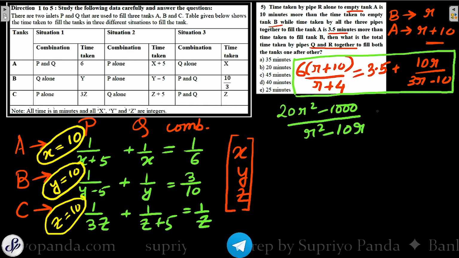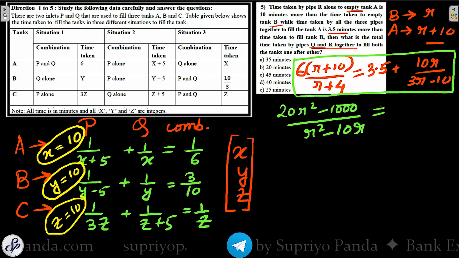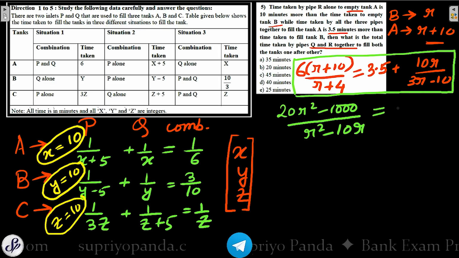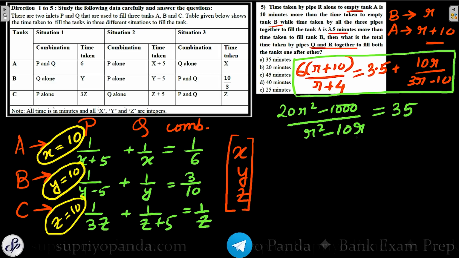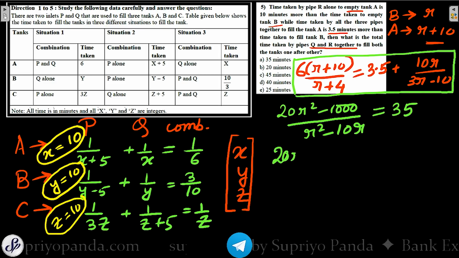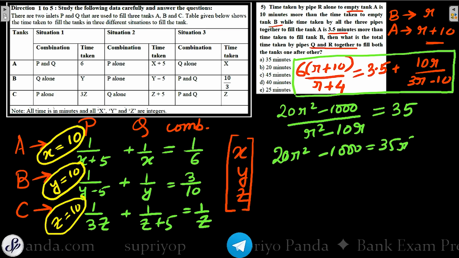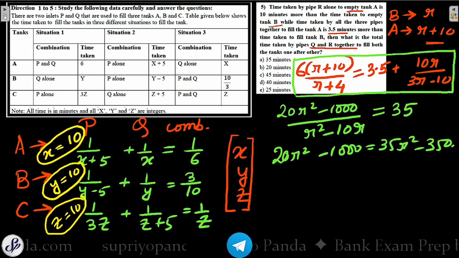Now what we can do is equate this with one of the answers. Let's try with the first one. Option A is 35 minutes. So let us put it as 35 and let us solve this. So it actually becomes this thing: 35r square minus 350r.